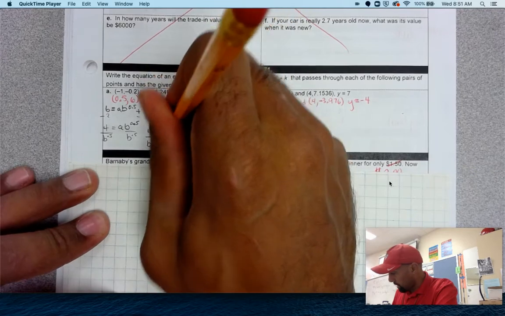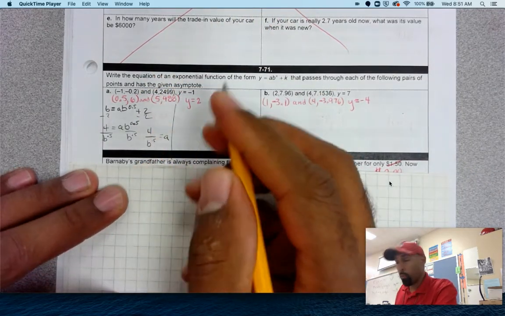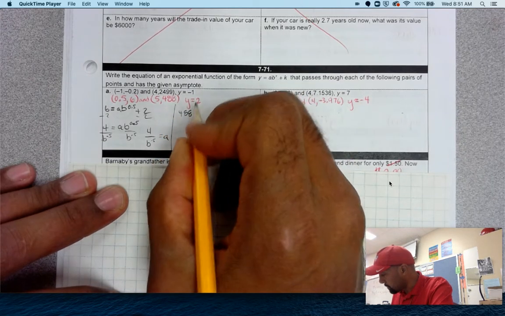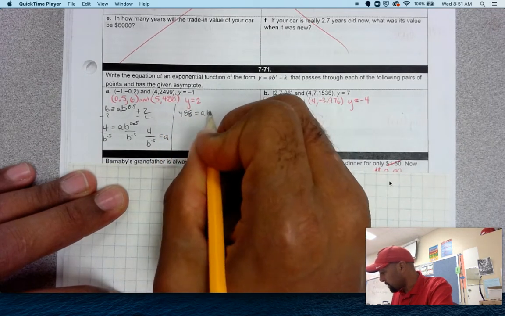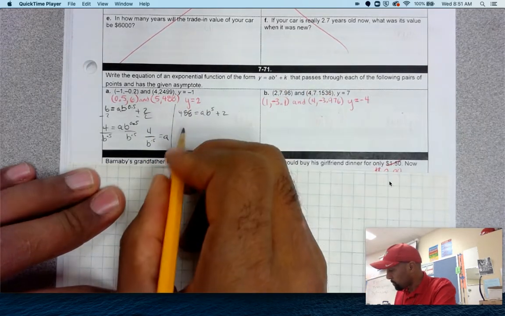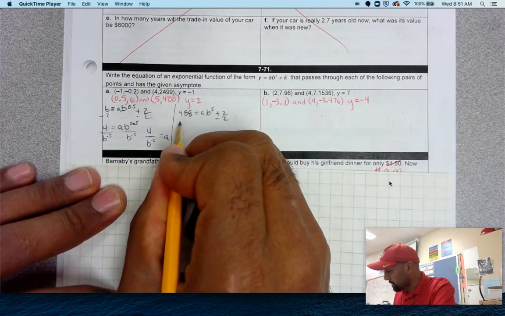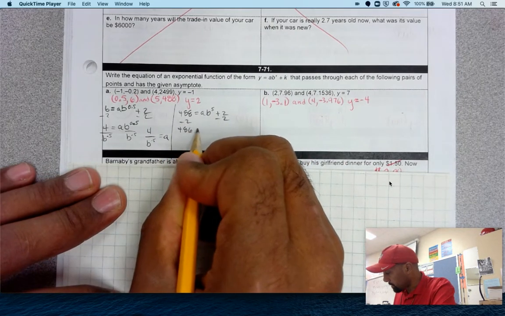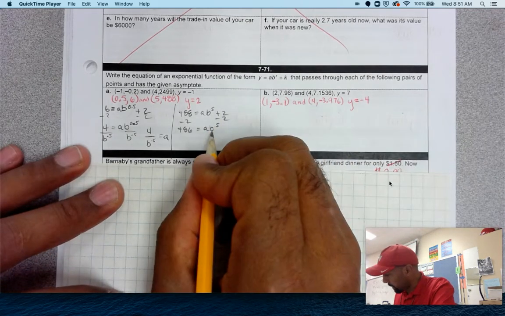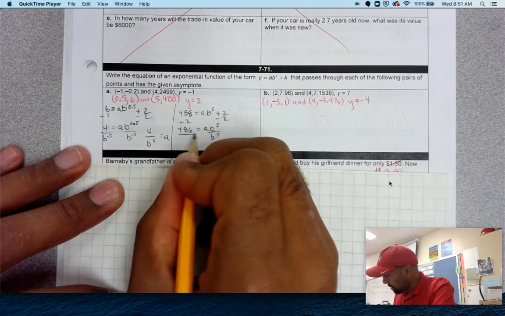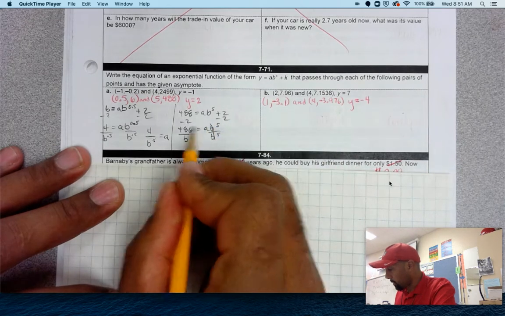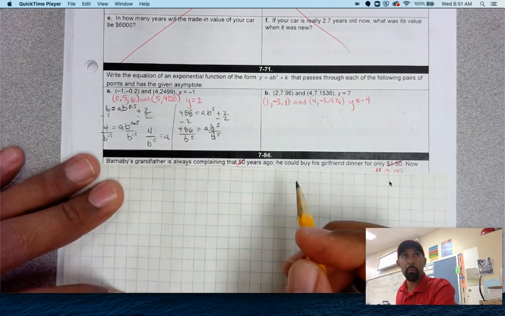Now we're going to do the same thing again with the other point. So now 488 equals a times b to the 5th power plus 2. Subtract 2 from both sides. It's 486 equals a times b to the 5th power now, and we'll do the same thing. Divide by the b term, and then a will be equal to 486 over b to the 5th, okay?